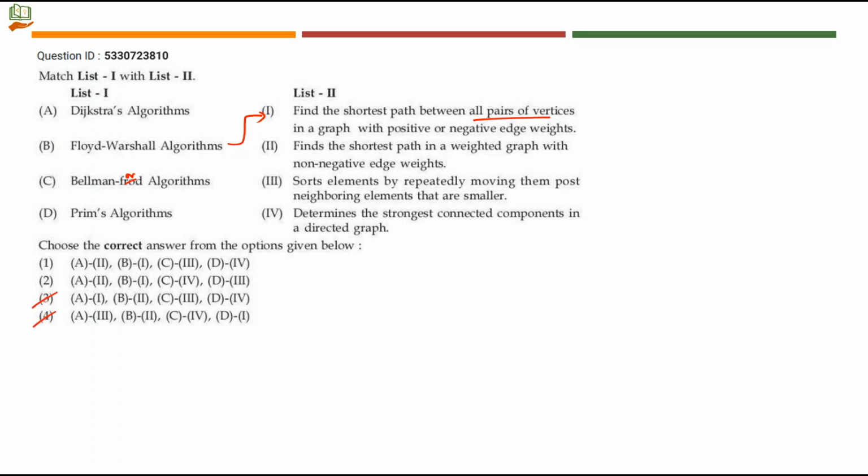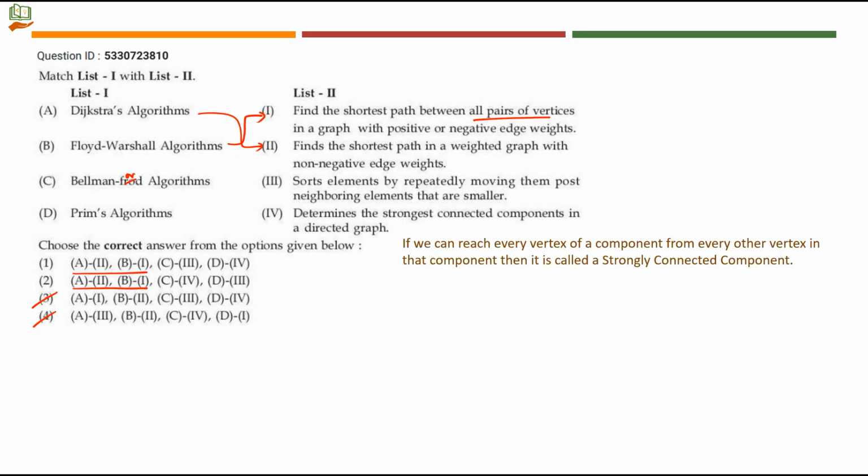What about the second one? Find the shortest path in a weighted graph with non-negative edge weights. This is purely for Dijkstra's algorithm. It works with positive edge weights. So we can map A to 2. So A to 2 and B to 1 is available in both the options.